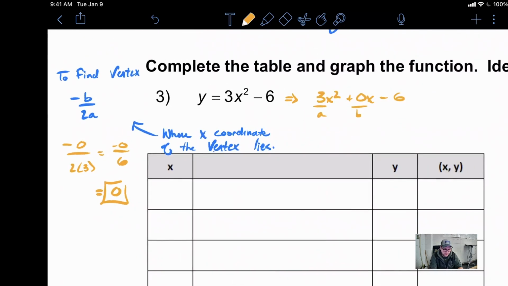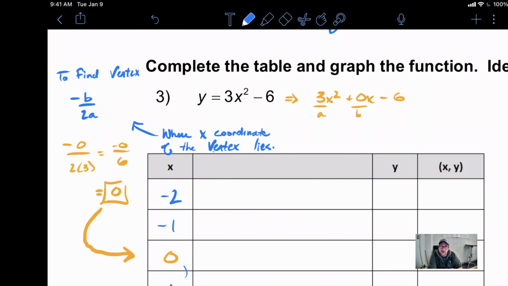So when we come over here and we try to graph these, we're going to take whatever this value is, and that's going to be the one that we put in the middle of our table. So we're going to start with x equals 0. Now to get the other values for our table, we're just going to increase it. So 0 plus 1 is 1. The next one higher would be 2. And then we're going to go backwards in the other direction as well.